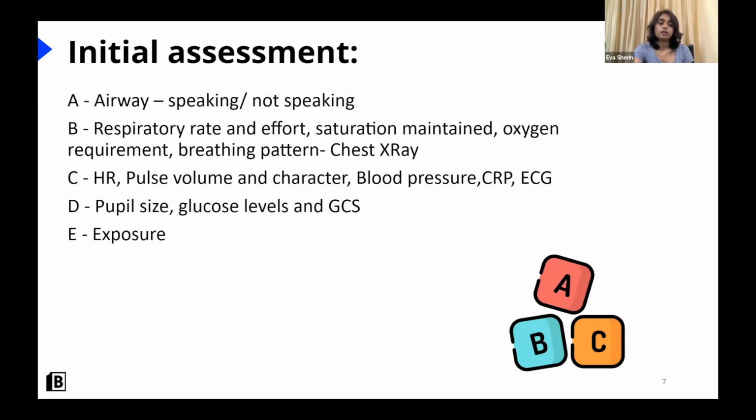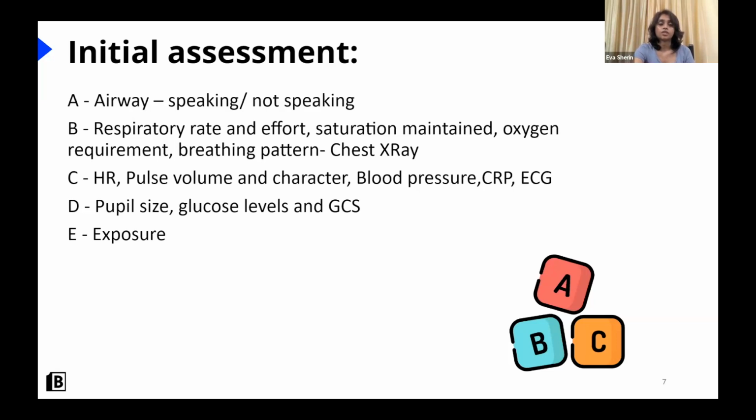When it comes to C, heart rate, pulse volume, character, blood pressure, CRP, and ECG, you will definitely, and you will also have to check for capillary refill. That is what I meant by CRP. Sorry, that was wrong on my part.